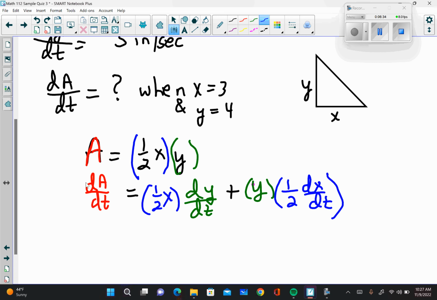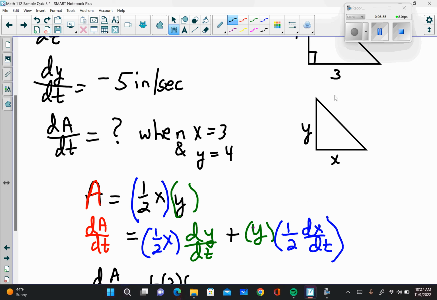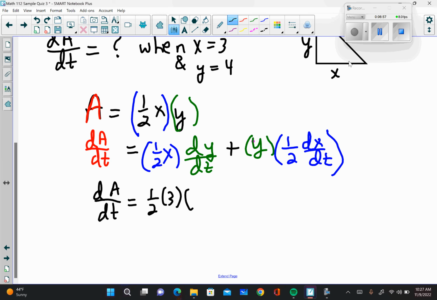So now that we've differentiated, that means we took the derivative of both sides, we plug in numbers. We can't put a number where it says dA over dt because that's equal to question mark. We're trying to find that. Copy 1/2, where the x is, we put 3. Read all the stuff I wrote. Where the dy over dt is, we put -5. We're just plugging in the numbers that are listed above.